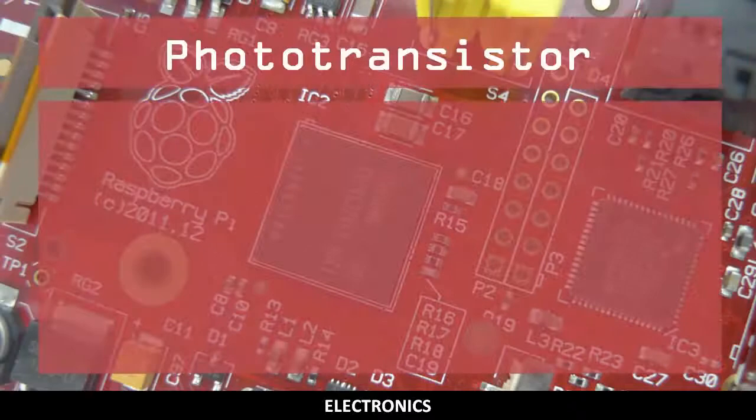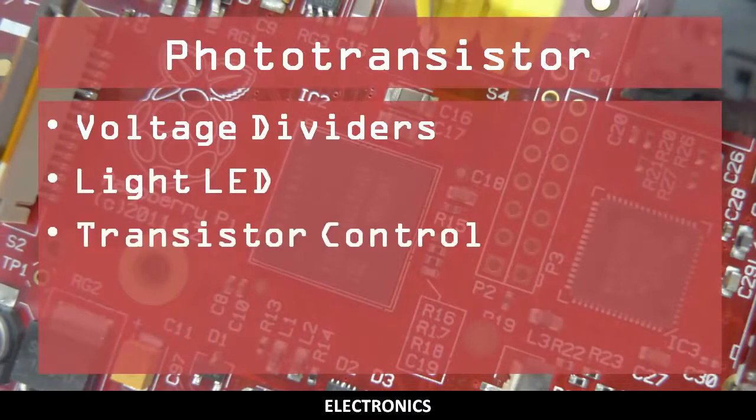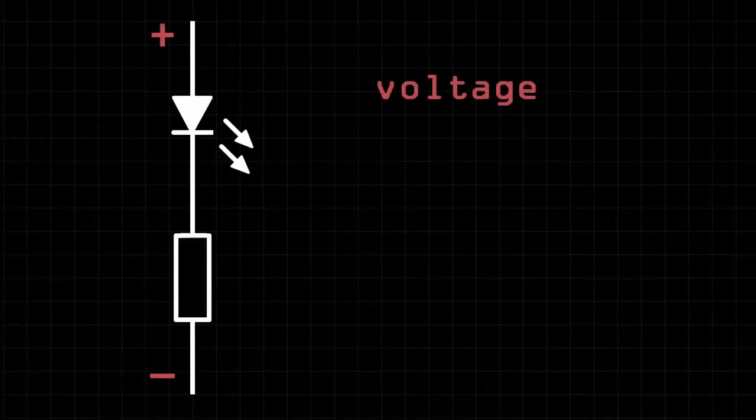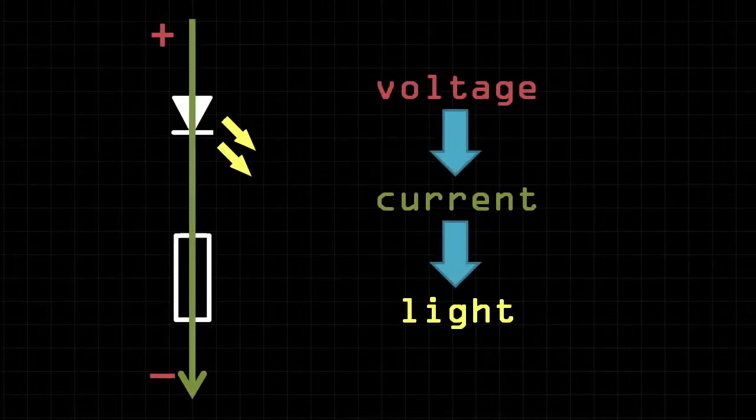In this video, we're going to look at how to use phototransistors in simple circuits. You should be familiar with the use of voltage dividers, and you should also be familiar with using LEDs and transistors in simple circuits. LEDs are fairly simple devices. If we apply a potential difference across an LED, an electrical current will pass through it, which in turn will cause the LED to emit light.